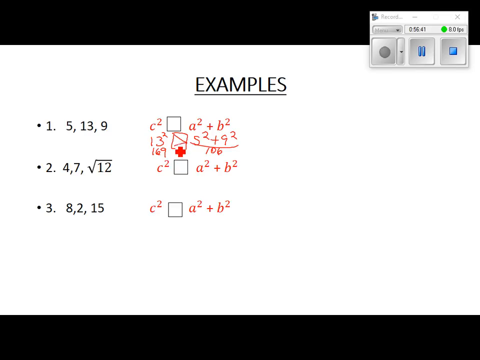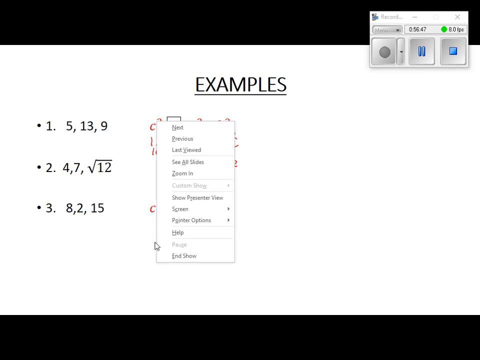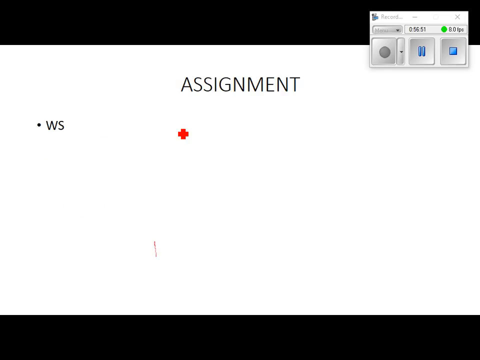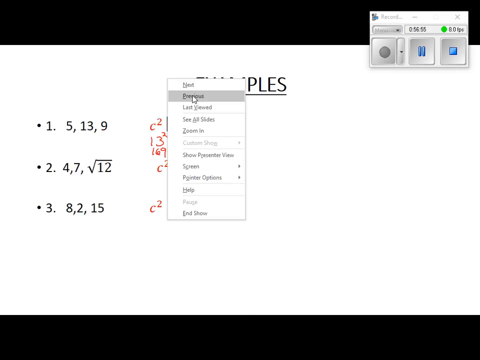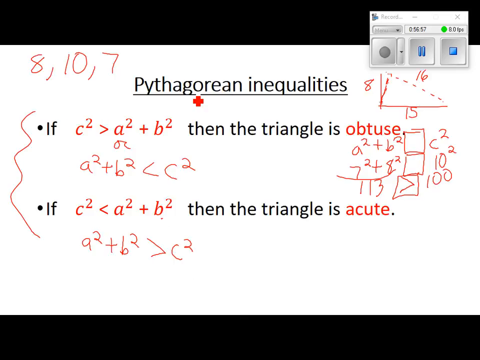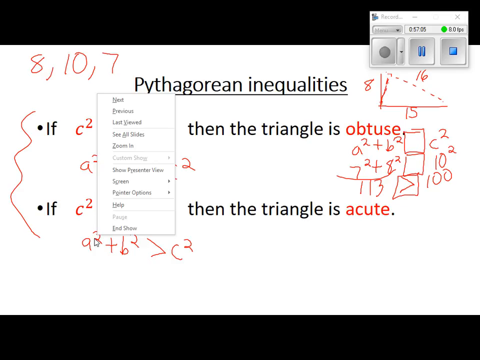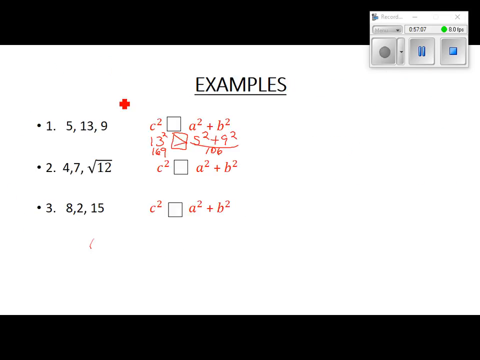That's greater than, right? The C is greater than that, so what kind of triangle is that? Obtuse, everybody agree with that? If the C side is bigger, let's go back and look at this real quick. Previous. If the C side is bigger, it's obtuse. Remember, we turned them around, so I put it backwards. So it's an obtuse triangle.